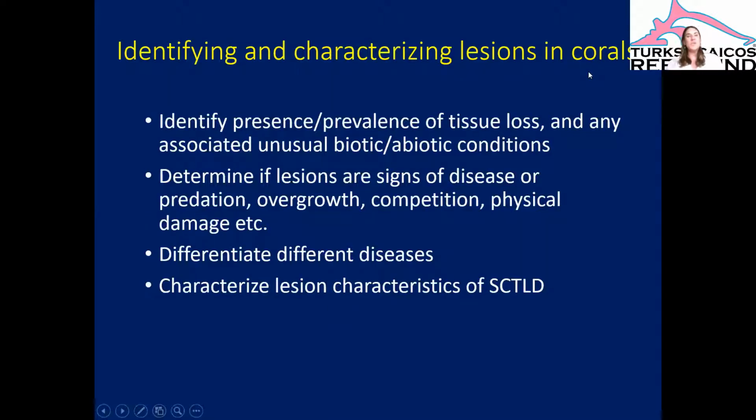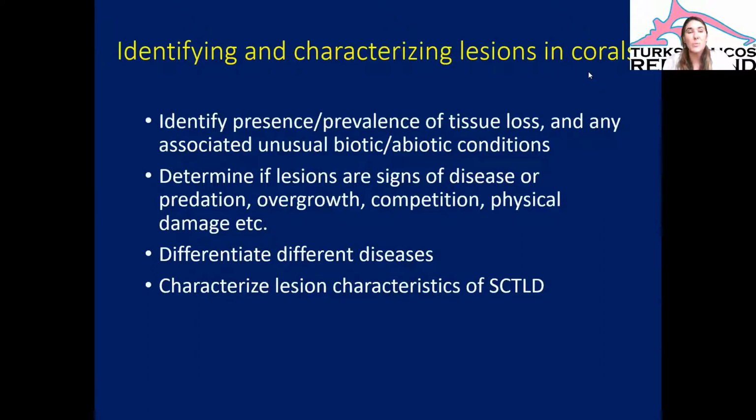So the first thing is identifying and characterizing lesions in corals. As you swim along and start observing, you want to identify the presence or prevalence of tissue loss and any other associated unusual biotic or abiotic conditions. What we mean here is you want to see how many corals, if any, are experiencing tissue loss and what other conditions around could be affecting them.